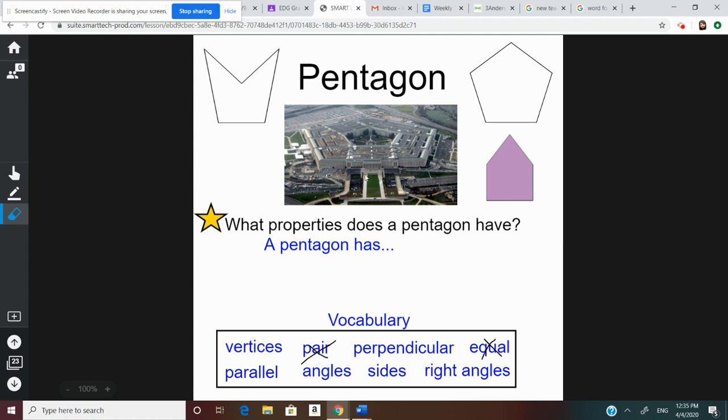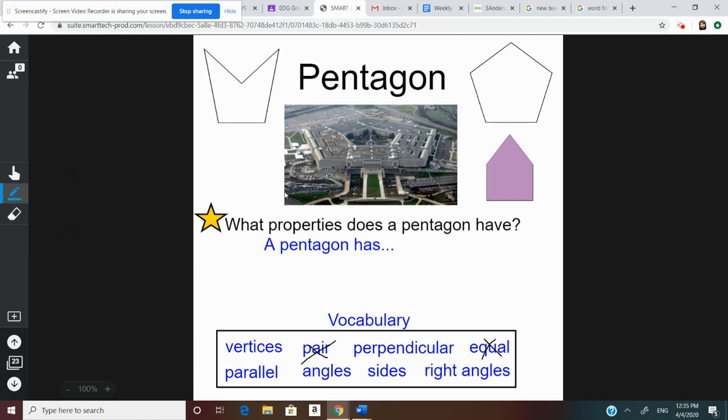And then this picture right here is actually a huge structure in the United States. This is called the Pentagon. It's in Washington, D.C., and it's a big, important part of our government. So let's look at the properties that a pentagon has. I'm going to grab my pen here. I'll go through this one with you guys, and then the next 2 you're going to practice on your own.